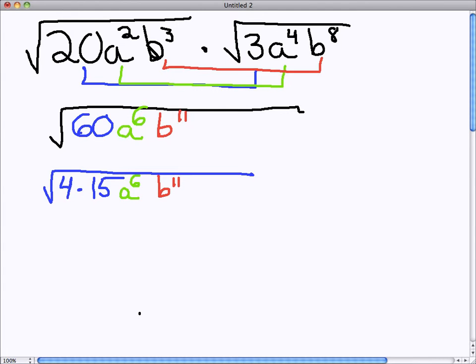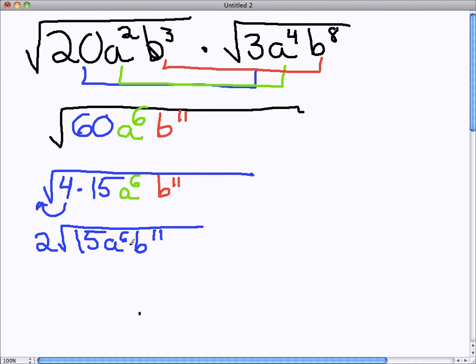I'm going to deal with the numbers first, and then I'm going to come back and deal with the letters. When I take the square root of 4 and move it outside the radical, it becomes a 2. And this is what I'm left with inside the radical: 15, a to the 6th, b to the 11th. Now I can move some of those a's and b's out of the radical and make this a little bit simpler. And there's actually a couple different ways to look at this.